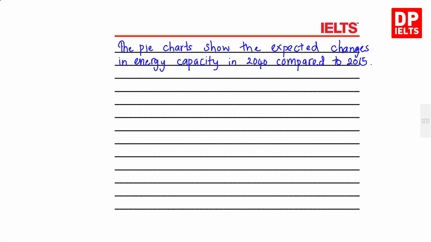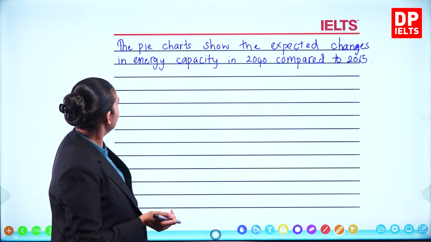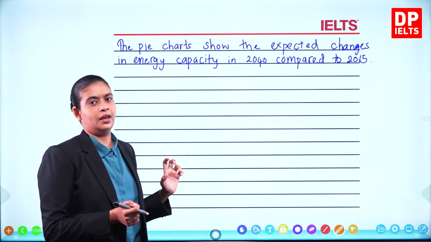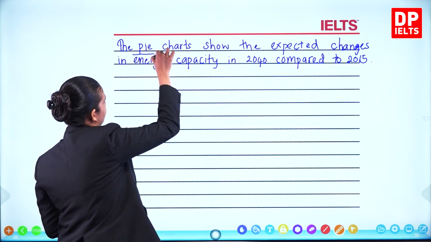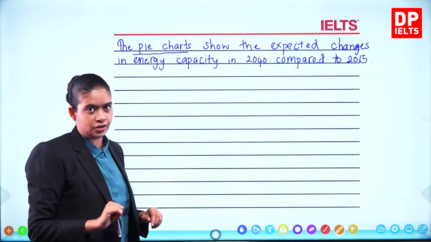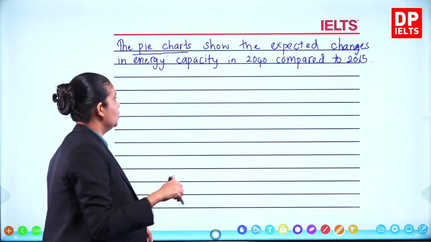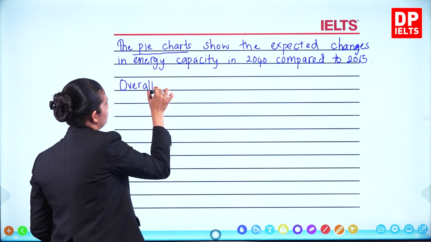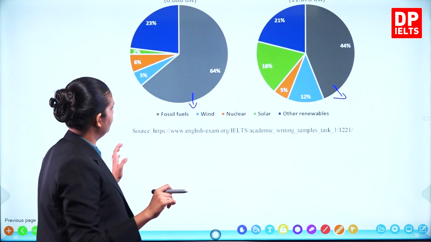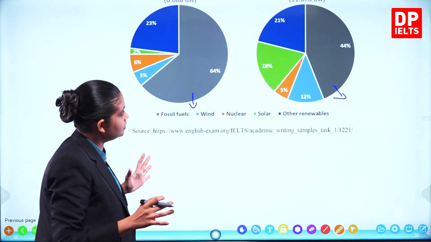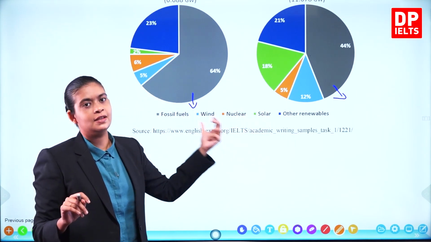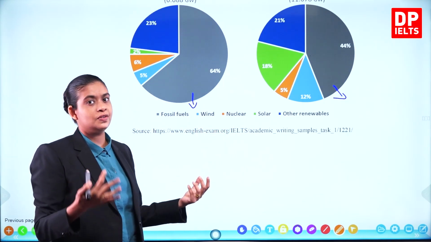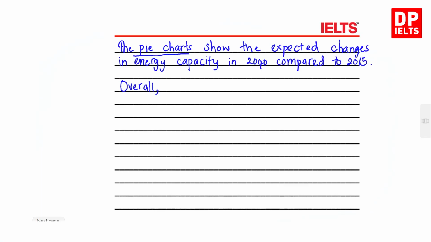Then I have to give an overall understanding. So now this is your introductory para. So we've written what type it is, and then we have paraphrased the question. Now what are we supposed to do? We are supposed to write the overall view. Now the overall trend is that fossil fuels is the highest, but obviously it has reduced. It's predicted to reduce in terms of percentage. So let us write that bit.